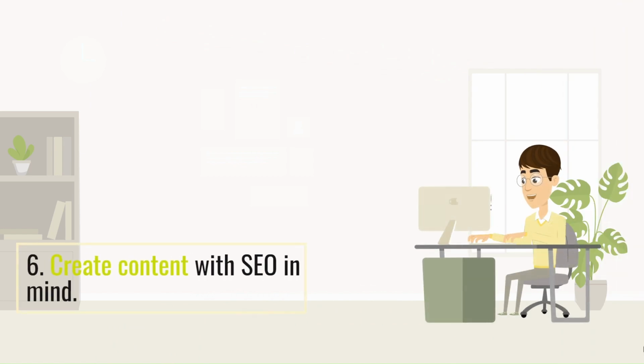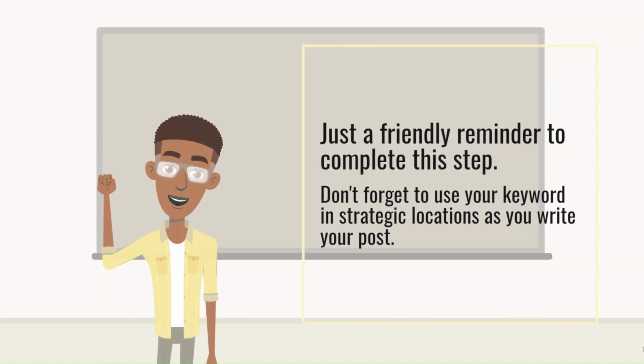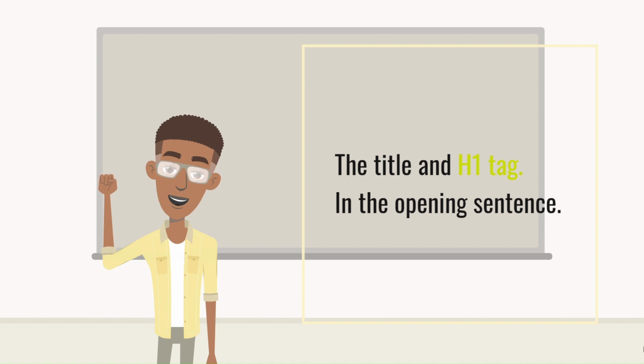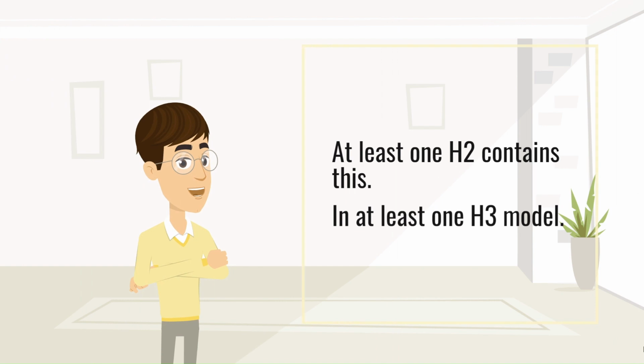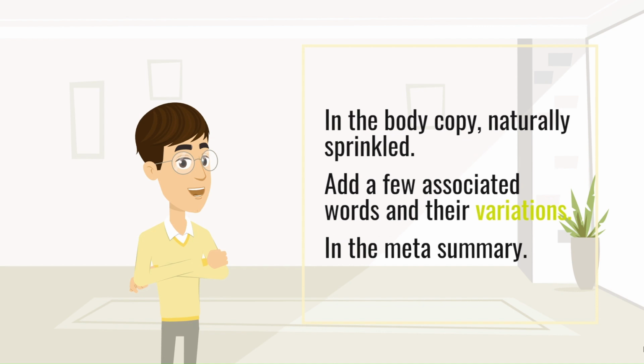6. Create content with SEO in mind. Just a friendly reminder to complete this step. Don't forget to use your keyword in strategic locations as you write your post. In the title and H1 tag. In the opening sentence. In at least one H2. In at least one H3. In the body copy, naturally sprinkled. Add a few associated words and their variations. In the meta summary.